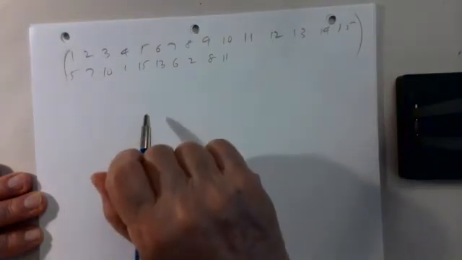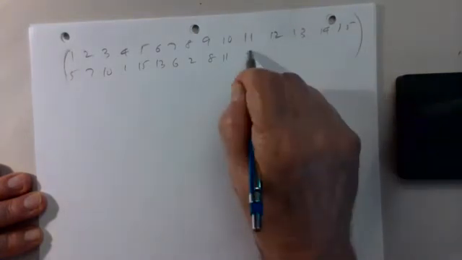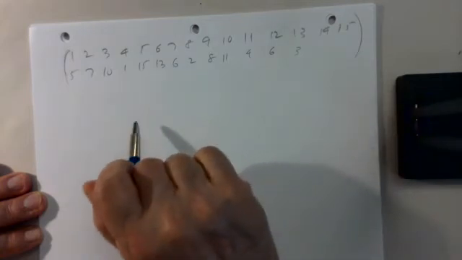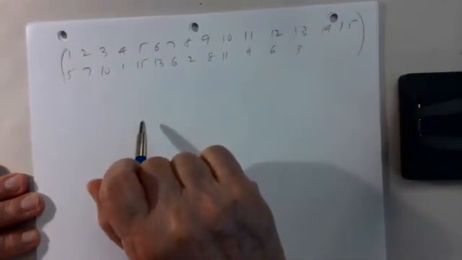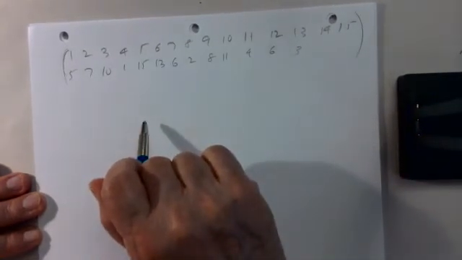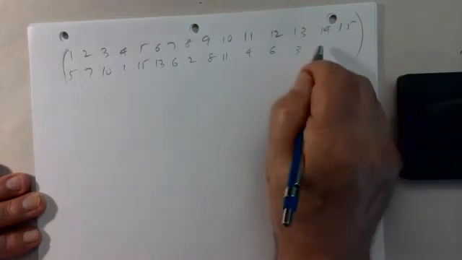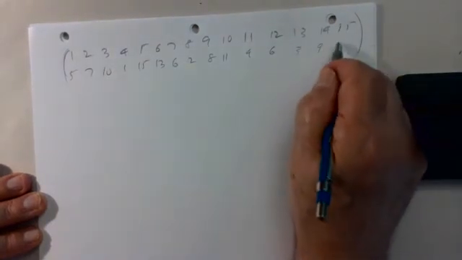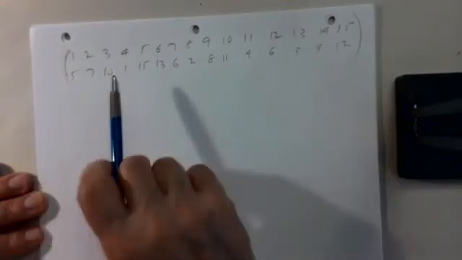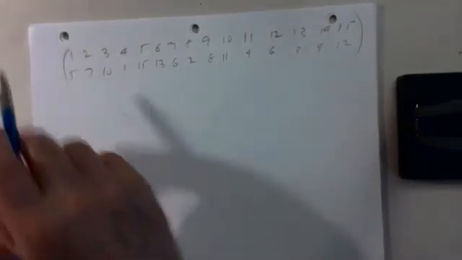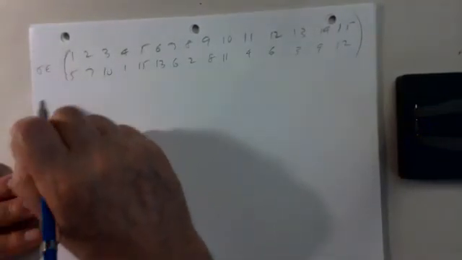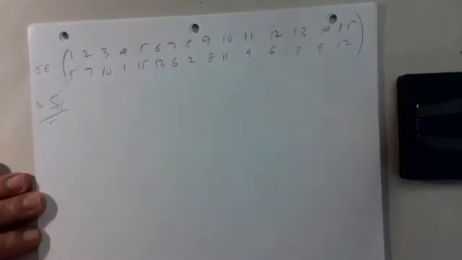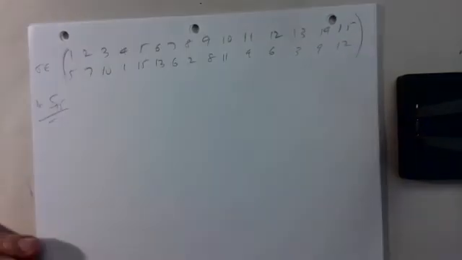Let's see what numbers I haven't used. I haven't used a 4 or a 6. I haven't used a 3. I have 1, 2, 3, 4, 5, 6, 7, 8. I haven't used a 9, 10, 11. I haven't used 12. So I think I've used every number here exactly once. So this really is some permutation sigma. This is in S15. This is a permutation of the numbers 1 to 15.